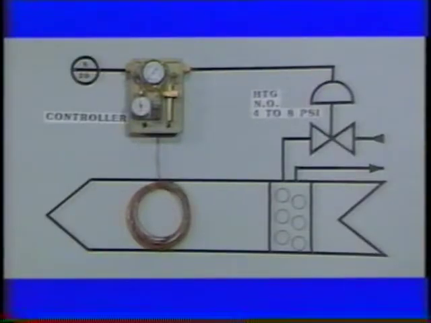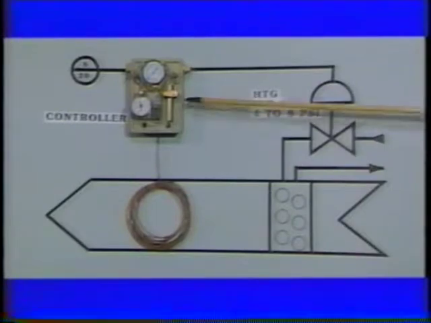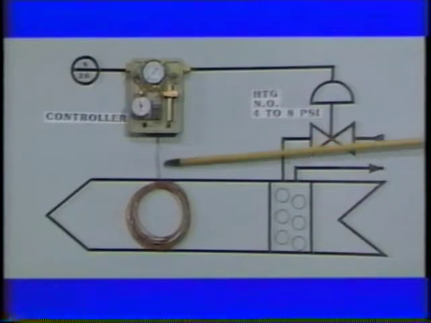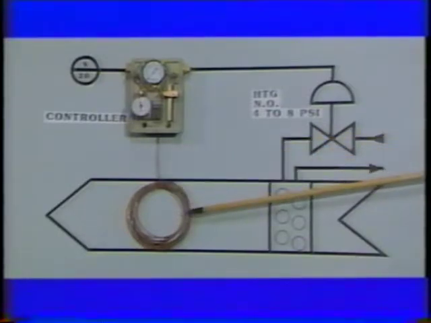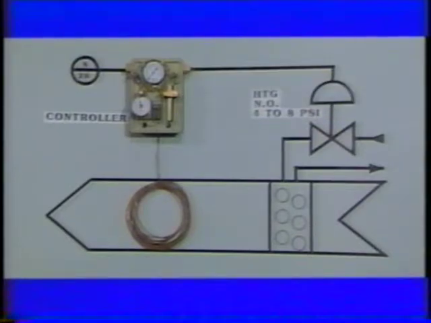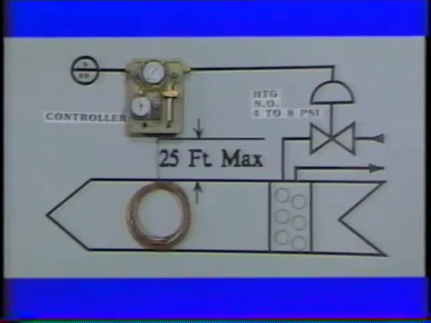Well, first let's look at the distance between the controller and the measuring element in both systems. In the case of the conventional system, the distance between the controller and the point of measurement is limited by the length of the capillary, which transmits changes at the sensitive portion of the element to the controller. In most cases, the capillary has a maximum length of 25 feet, which means that the controller has to be mounted within 25 feet of the point of measurement. This is not conducive to centralization of control.